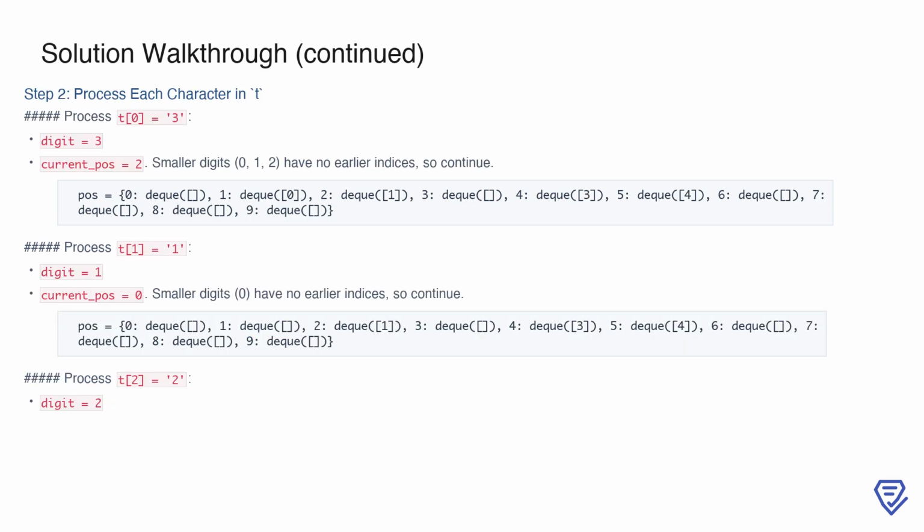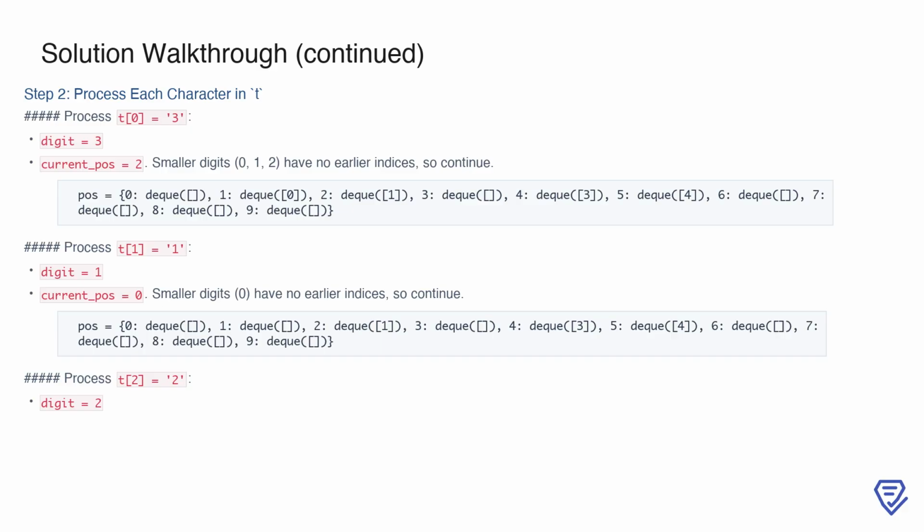Let's consider another example where S equals 1 2 3 4 5 and T equals 3 1 2 4 5. First, we initialize the POS dictionary by processing the string S. Each digit is mapped to a deque containing its index in S. For instance, 1 is at index 0, 2 is at index 1, and so on. With this setup, we start processing the string T.